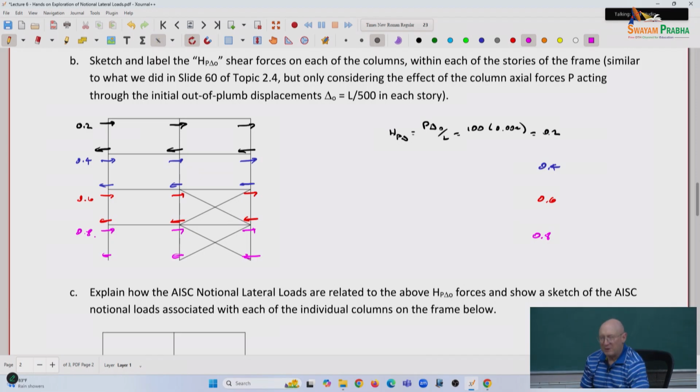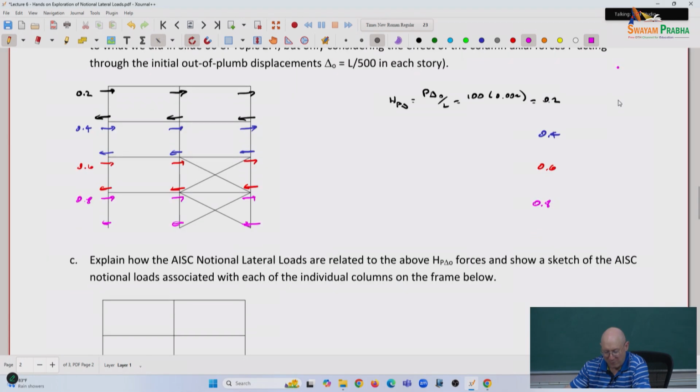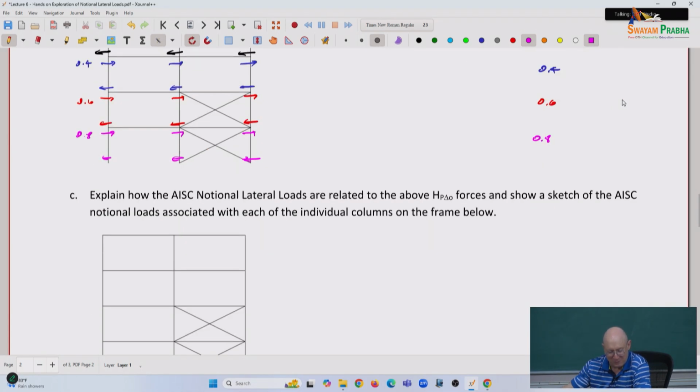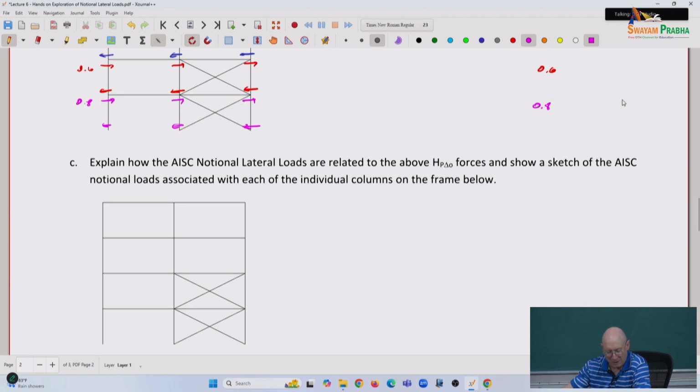Okay, so how are the AISC notional lateral loads, which are 0.002 Y sub i, related to these P-delta shears? Well, we just take what's coming into the floor levels that we just analyzed from the P-delta shears, and we add them up wherever we have vertical load being transferred to the columns. We get a notional lateral load.